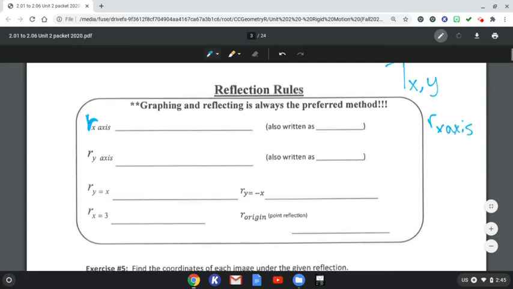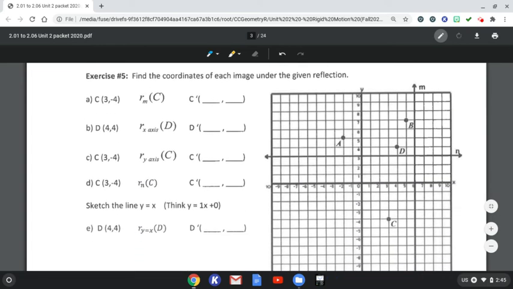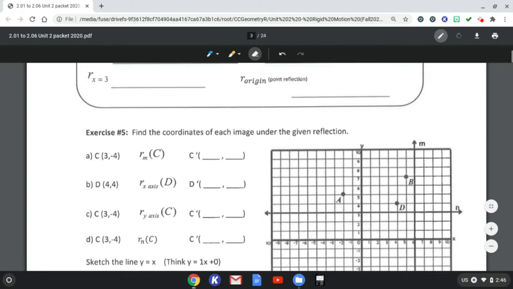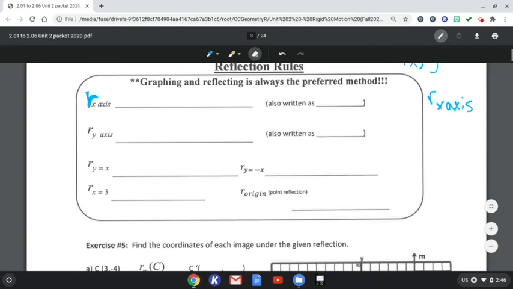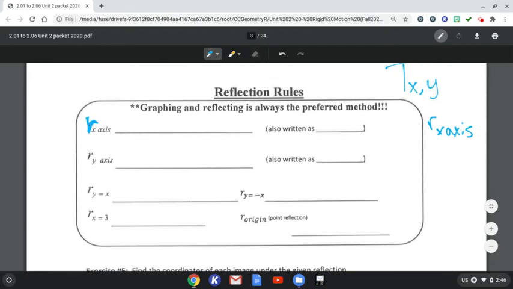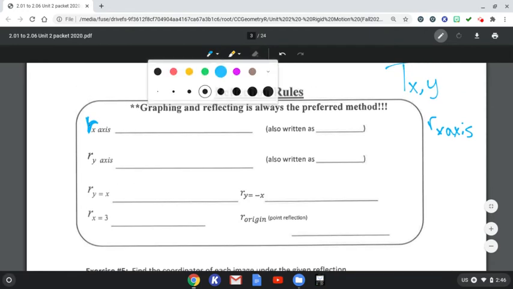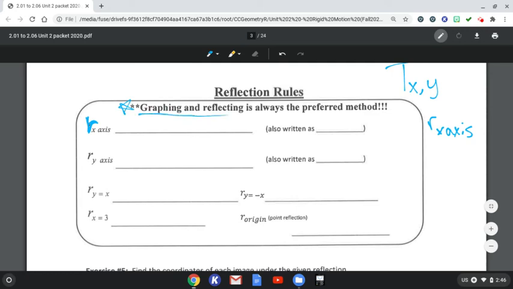So if I had a shape down here or an ordered pair, let's say I was on the grid right here at 1, 1, and I wanted to reflect over the x axis, I'd go down 1 from the x axis and so on. So we're going to look at those line reflections. But first, a few of the rules or shortcuts to these. Now, I highly, highly, highly suggest graphing and reflecting is always the preferred method.